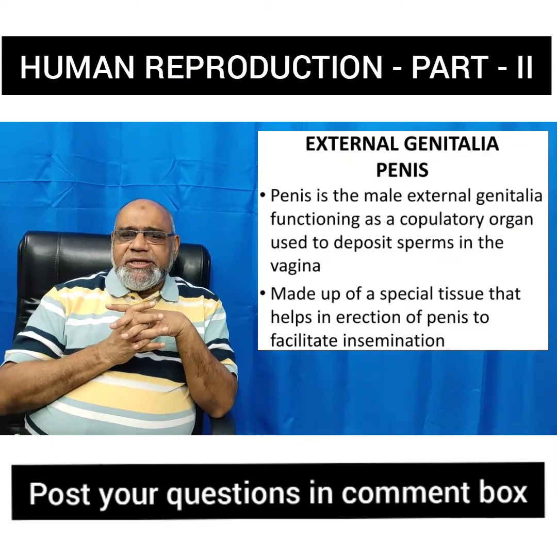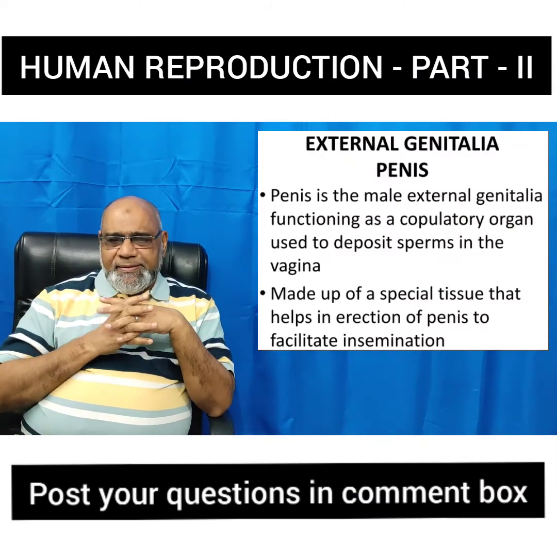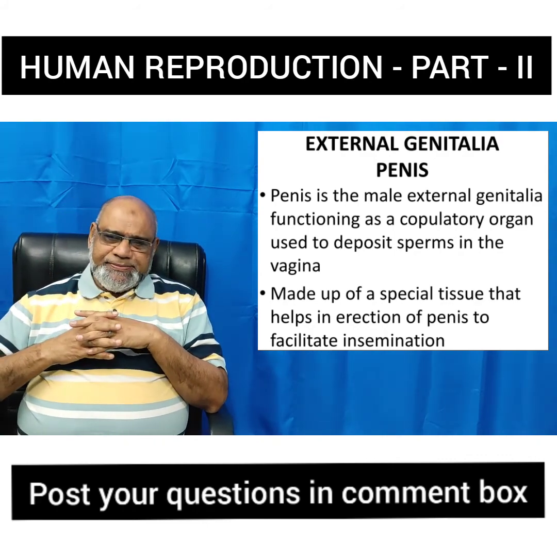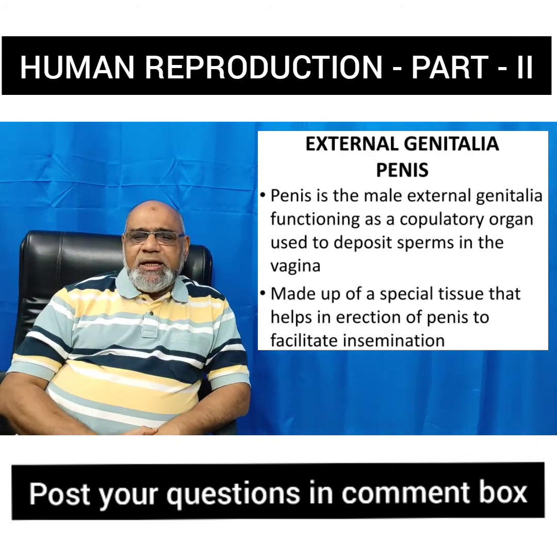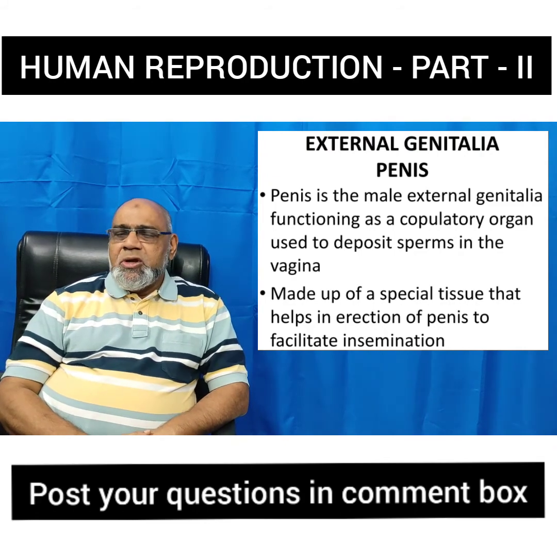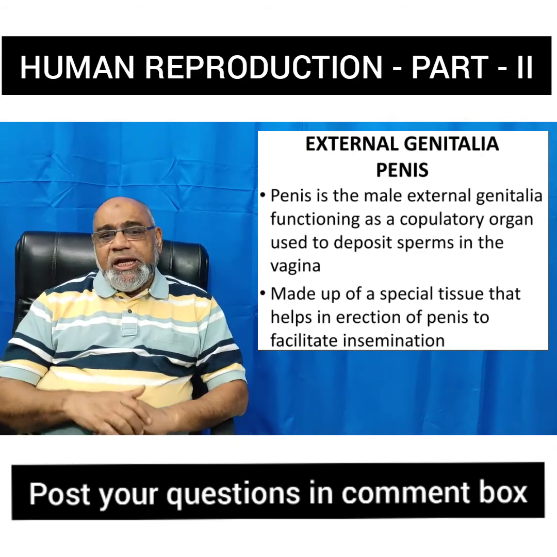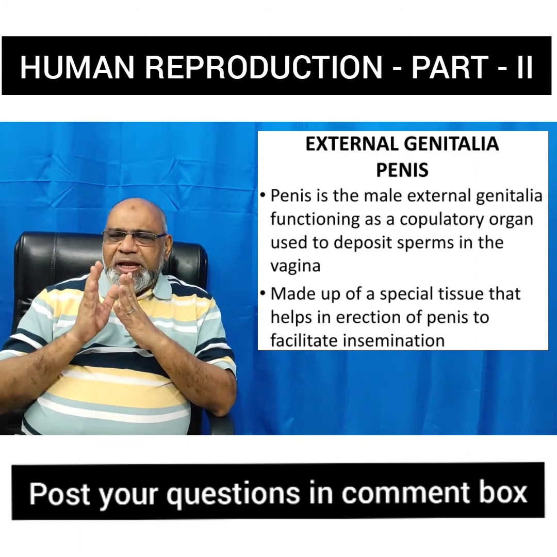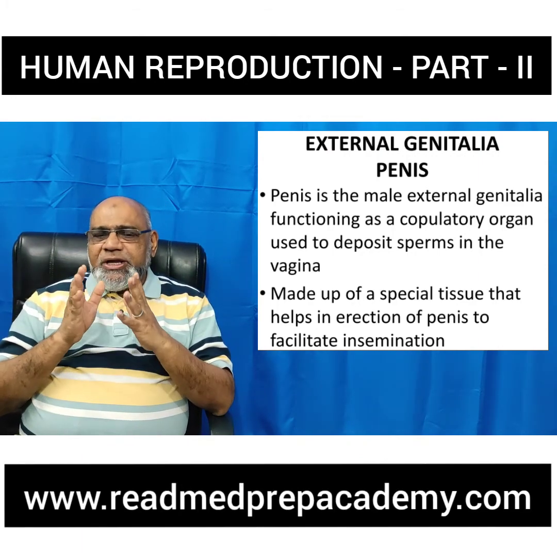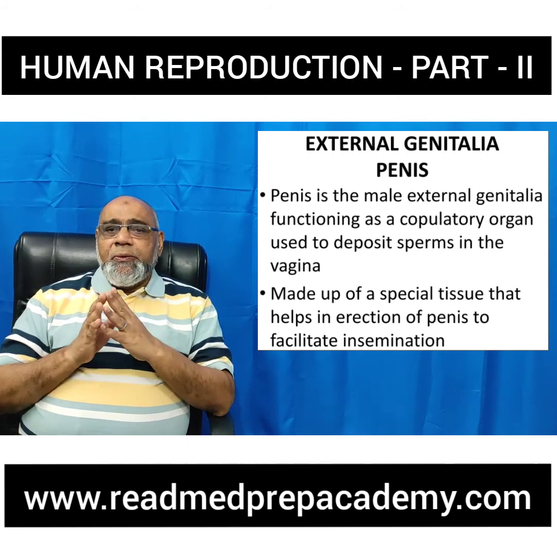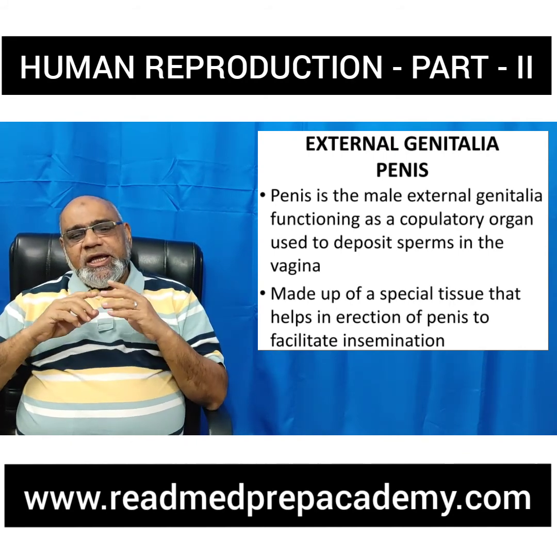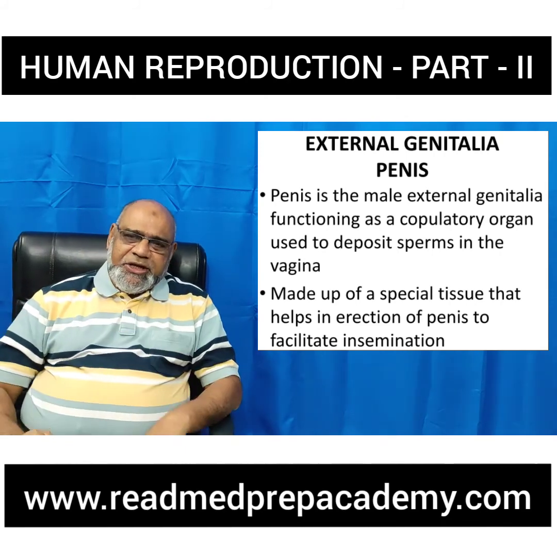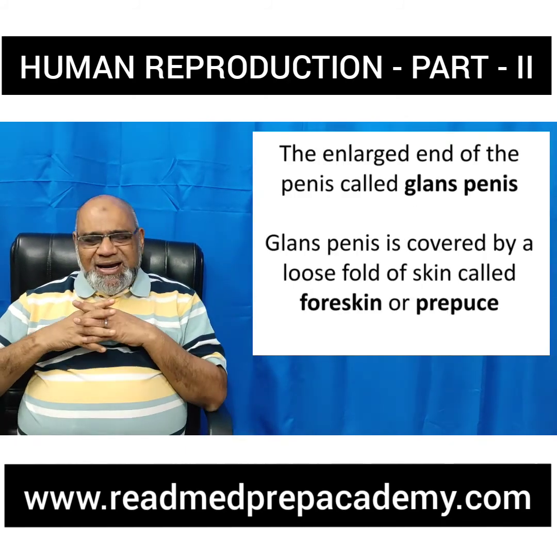What is this external genitalia of the male? The external genitalia of the male is the penis. The penis is the copulatory organ. Why is it used? It is used to deposit sperms in the vagina. The penis is made up of a special elastic tissue which is responsible for the erection of the penis to facilitate insemination. It has different parts.